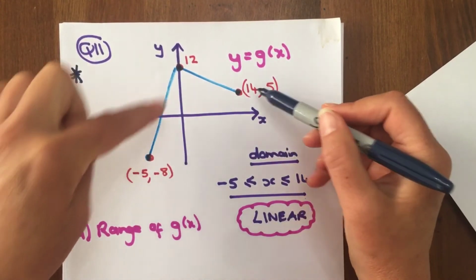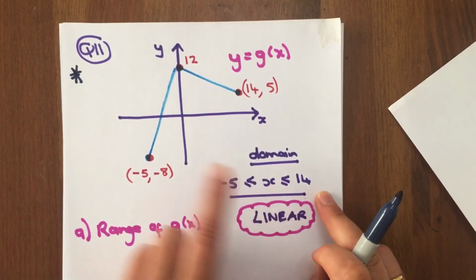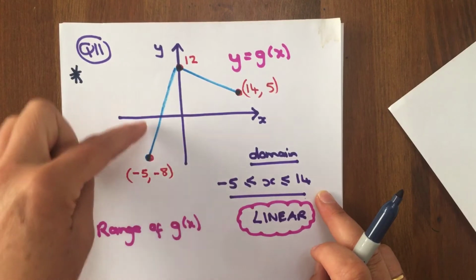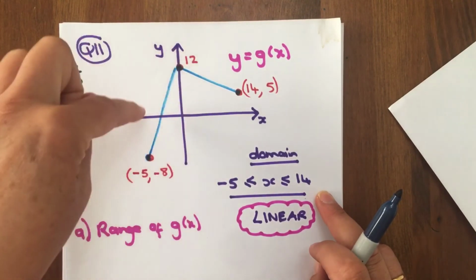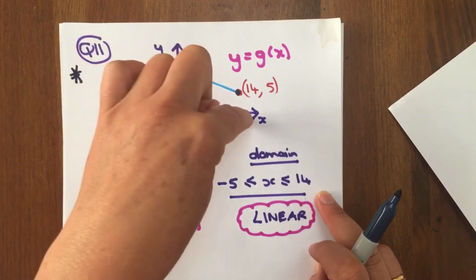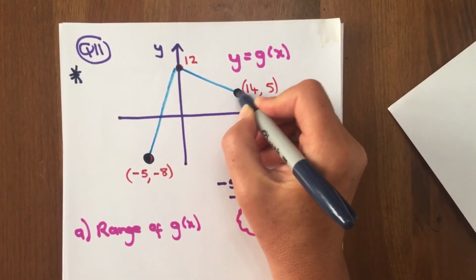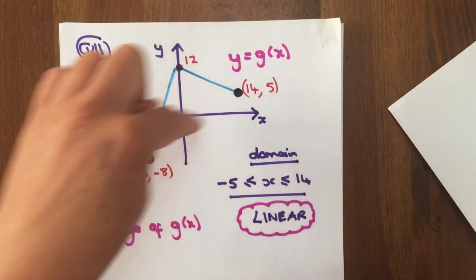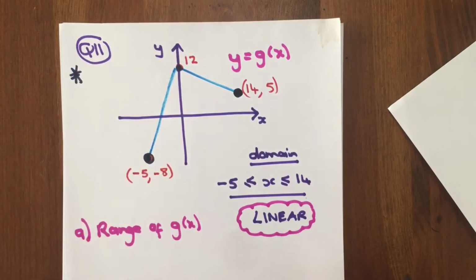You're told these points. You're told the domain. The domain is all your values of x. It starts at -5 and goes to 14. And it includes -5 and 14. Hence, you've got solid dots here. If it didn't include -5 and 14, these would be open circles.